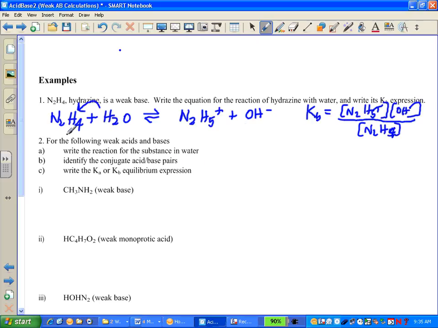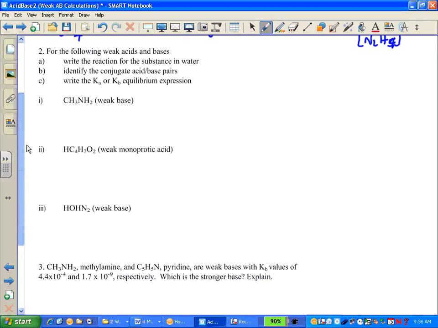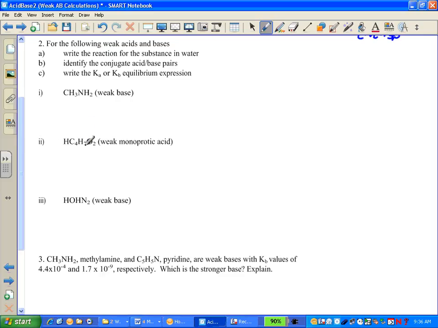We can also identify the conjugate acid-base pairs if we wanted to. This is the base, and the conjugate acid is the N2H5 plus. Water is acting as an acid here, and the hydroxide is its conjugate base. So what you should do at this point is pause the video and complete number 2, and we'll take those up in class. So you need to write the equation, identify the conjugate acid-base pairs, and write the Ka or Kb expression.